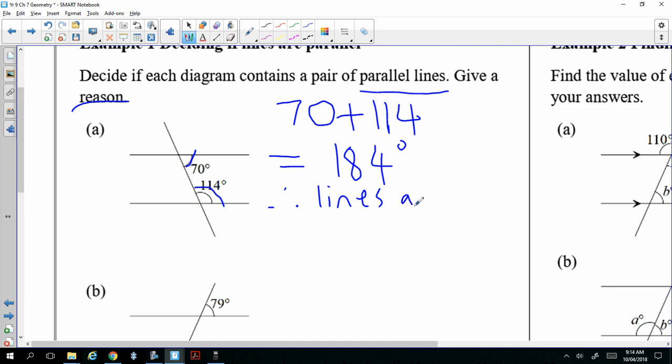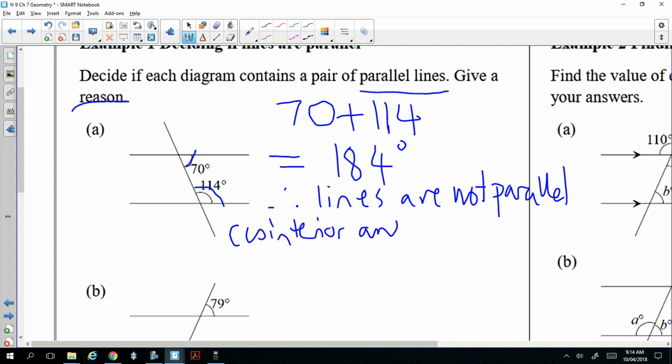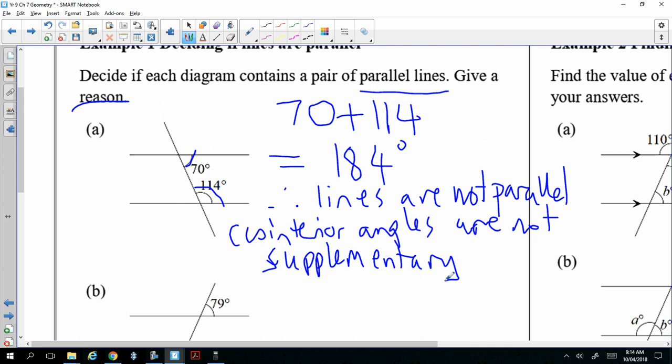And why are they not parallel? Because the co-interior angles are not supplementary. Supplementary means they add up to 180. If you forget the word supplementary, just say they do not add up to 180. Therefore, they are not parallel. So you can use these three rules to test whether the lines are parallel as well.